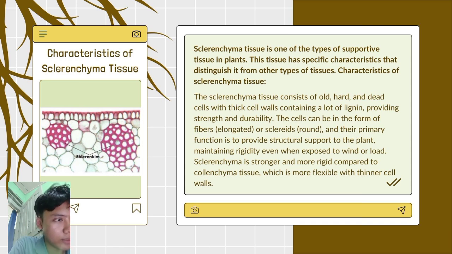The cells can be in the form of fibers or sclereids, round, and their primary function is to provide structural support to the plants, maintaining rigidity even when exposed to wind or load. Sclerenchyma is stronger and more rigid compared to collenchyma tissue, which is more flexible and has thinner cell walls.